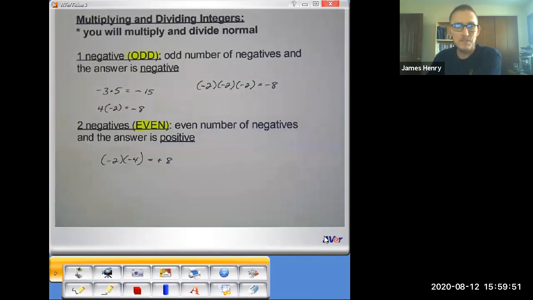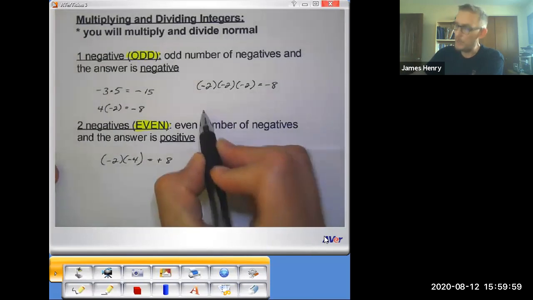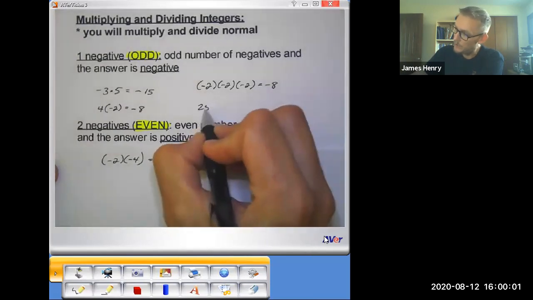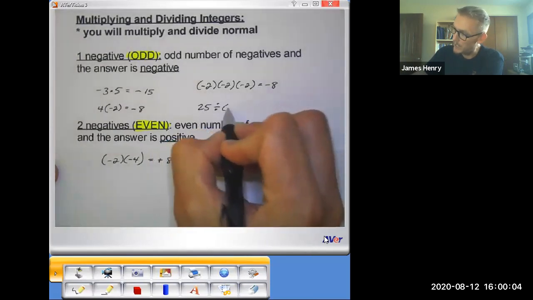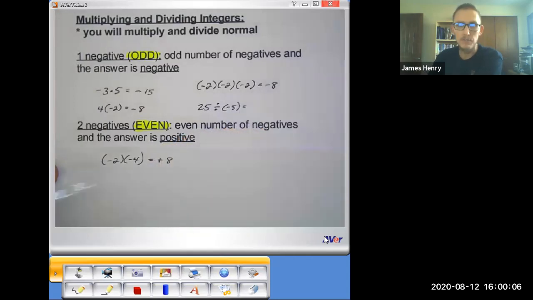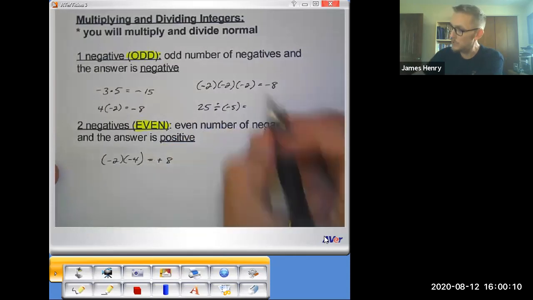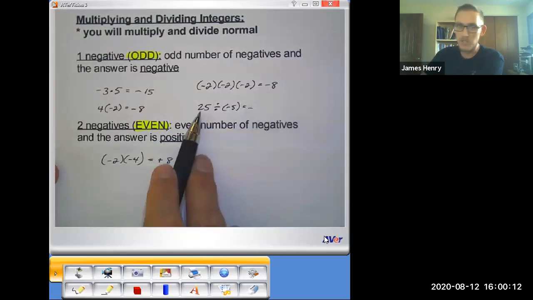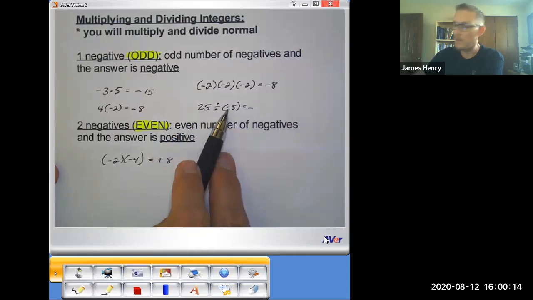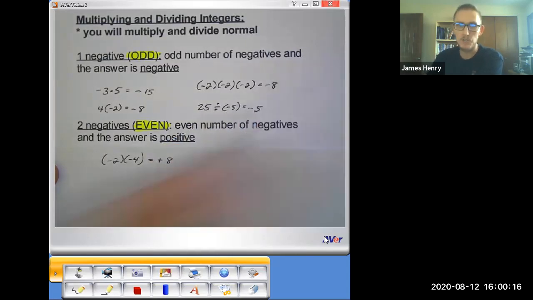Now, what about division? Division is going to follow the exact same rules. The only difference is how it looks. So let's come back up here to 1 negative. 25 divided by negative 5. There is 1 negative in that problem, so the answer is negative. And then I simply divide 25 divided by 5, which gives me an answer of negative 5.